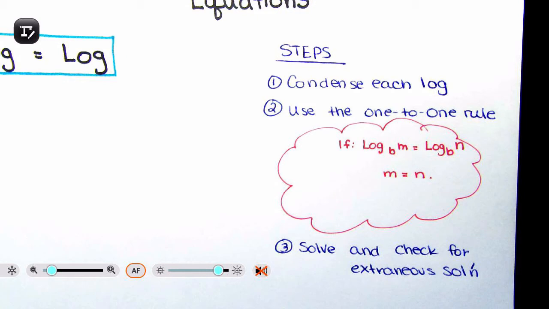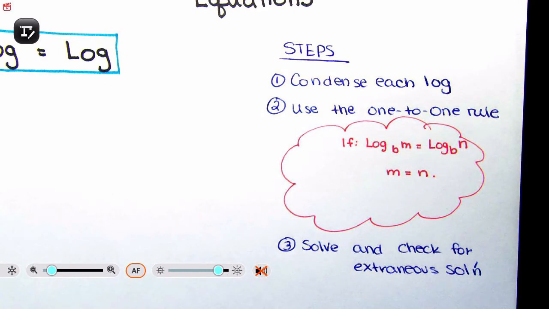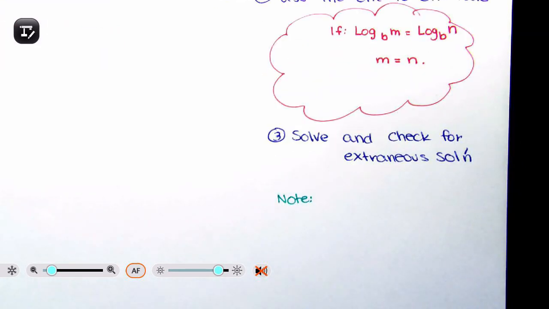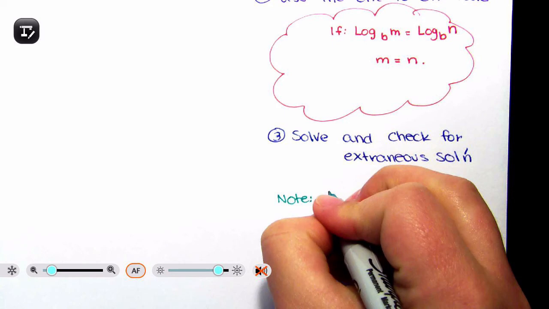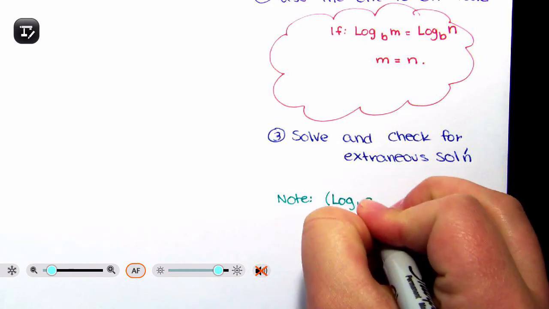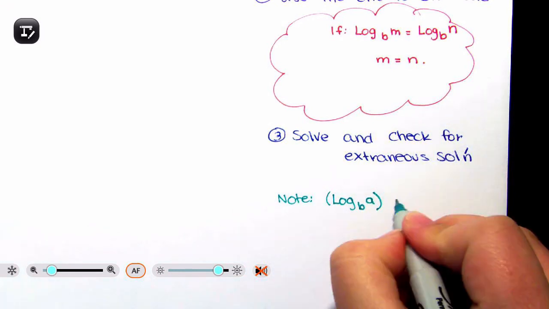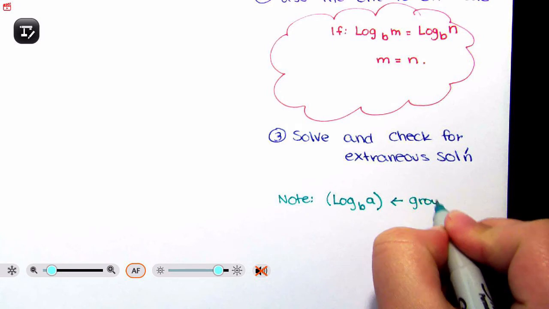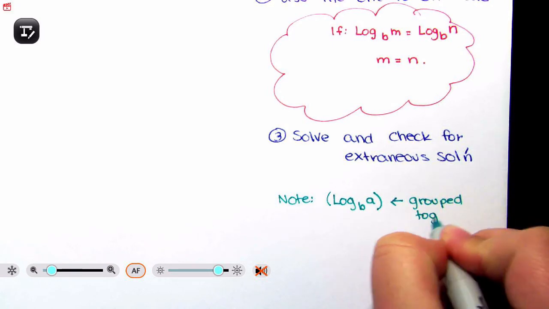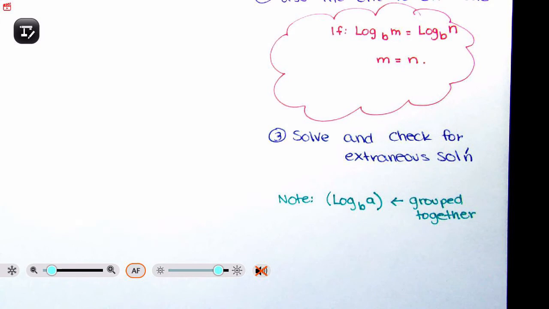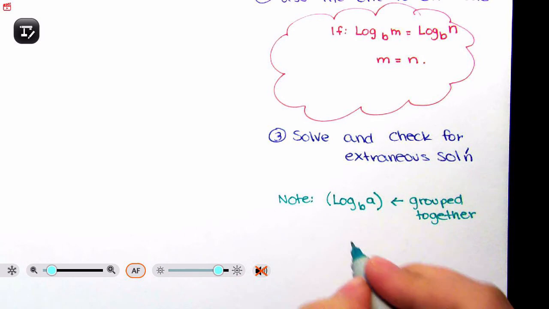Now, one thing I do want to point out, so note. You're most likely going to use, not all the time, that golden property, that inverse notation. But one thing you need to note is that log base b of a, whatever it is, is in a bubble. You cannot split this up. You need to group it together. And the only way to ungroup something like this is to use a property or the inverse definition, the golden rule. So it is grouped together.